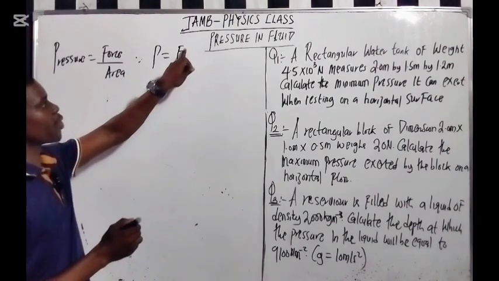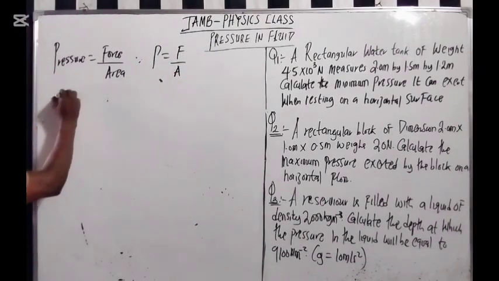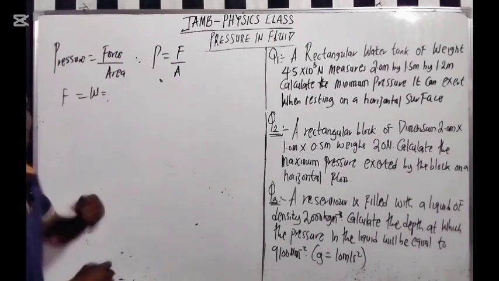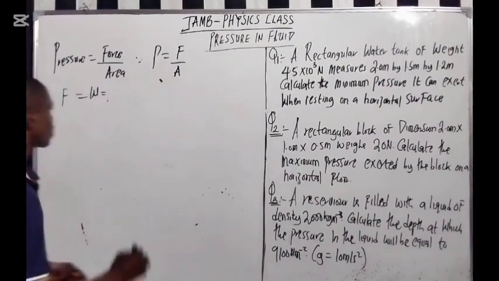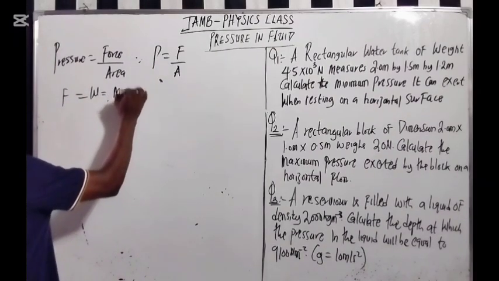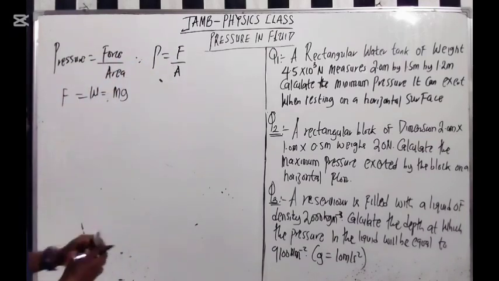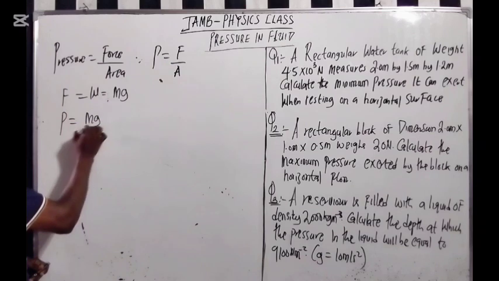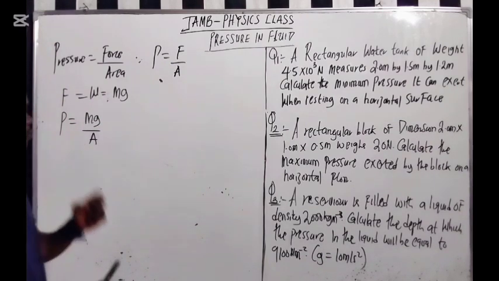Now we can break this down, because F is also the same thing as weight. And what is weight? Weight equals mass times acceleration due to gravity, so M times G. With this, we can break it down further: P equals mg over A.